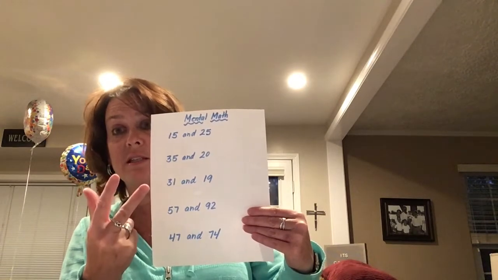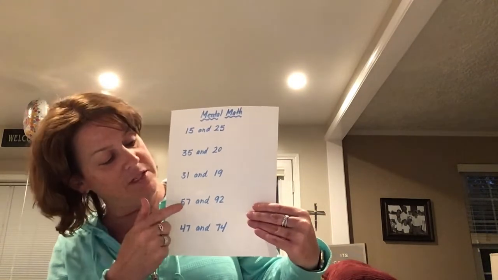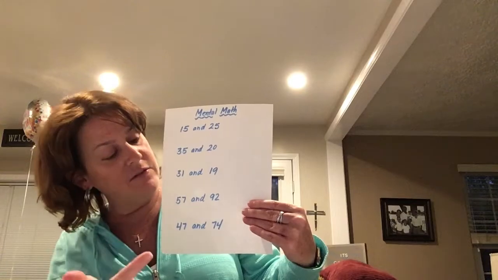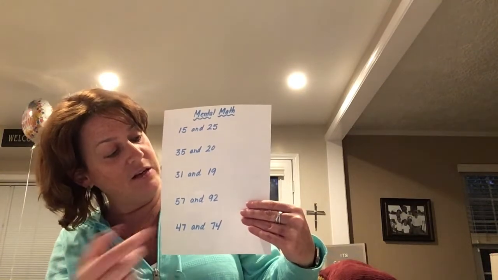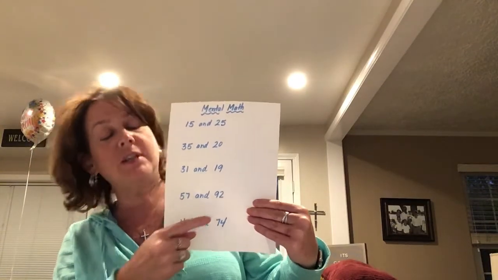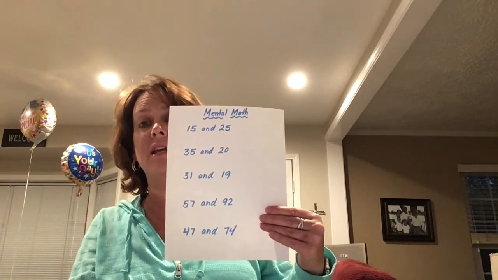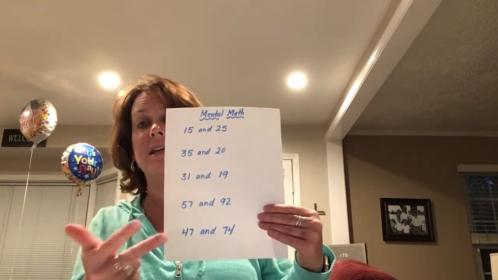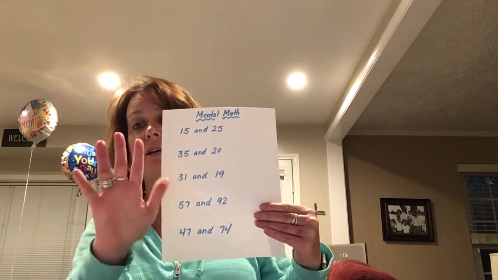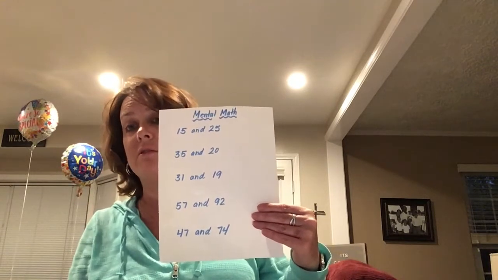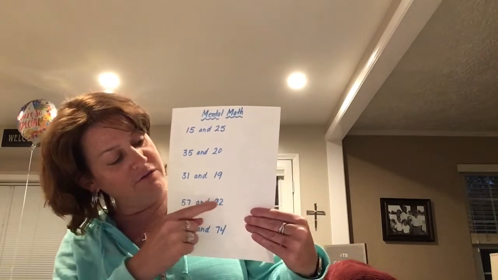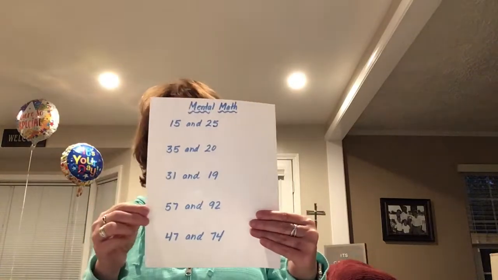So 3 tens is 30, right? I did 57, 67, 77, 87. Now I'm at 87 and I have to count to 92. So I'm at 87 and then I count 88, 89, 90, 91, 92, 5. So I did the 30 and the 5. So it's 35 is the difference between those two.